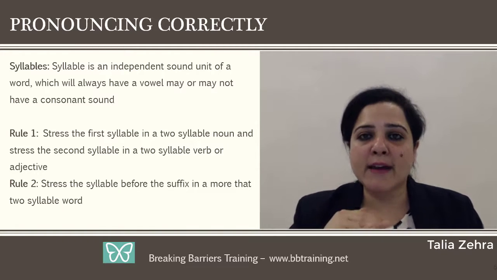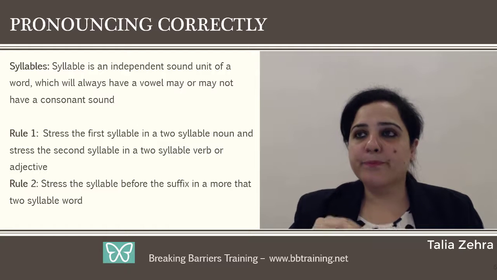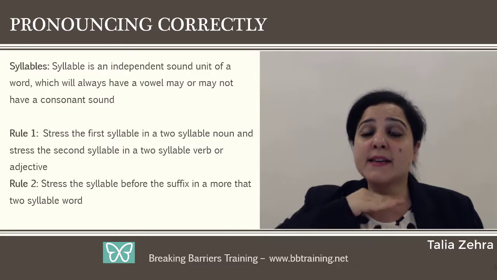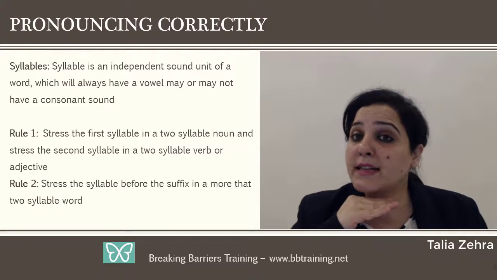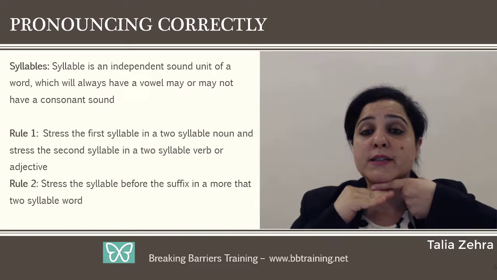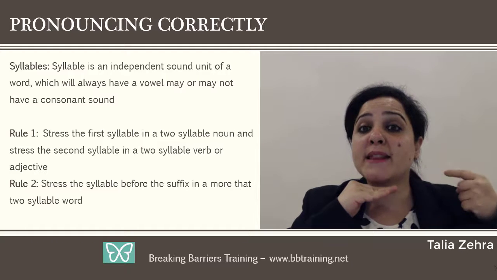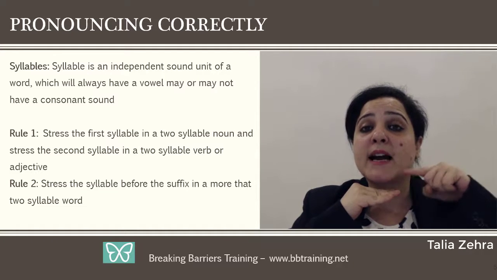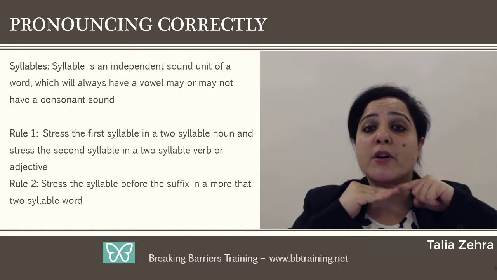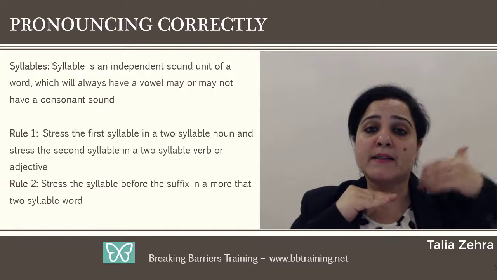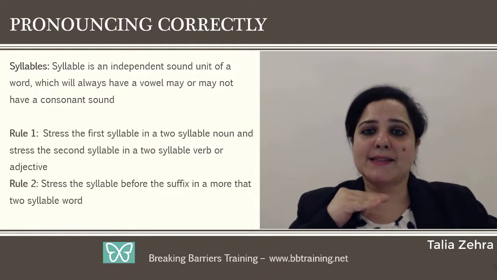A very easy and a very handy tip to find out how many syllables a word has. Keep your hand underneath your chin. Keep a distance of just one finger and speak that word. However many times your chin touches your hand, your palm, that many syllables a word has.